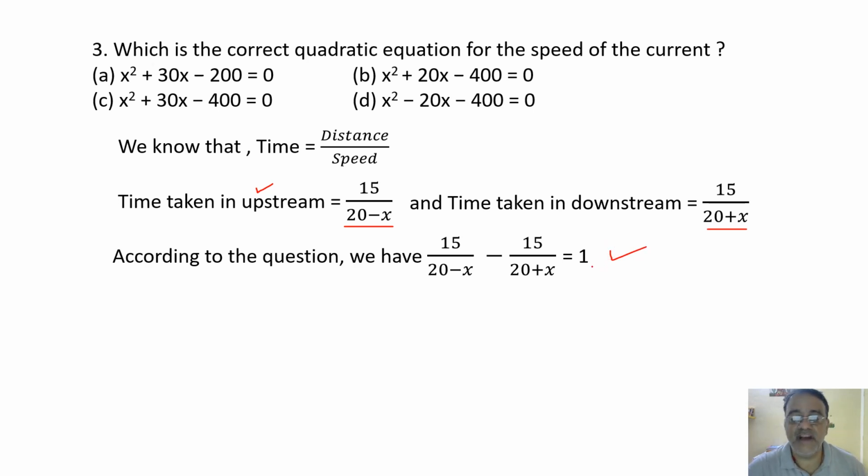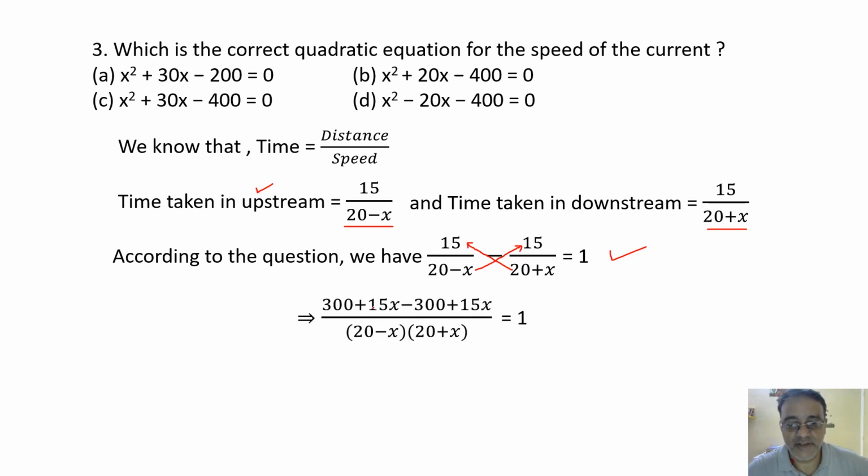Right. Now we have to take LCM. So here we are getting 300 plus 15x and here minus 300 plus 15x upon 20 minus x into 20 plus x. So here 300 will be cancelled and we are getting 30x upon, now this is in the form of a square minus b square, right? A plus b into a minus b. So 20 square minus x square, that is 400 minus x square. This step is clear? Yes, sir.